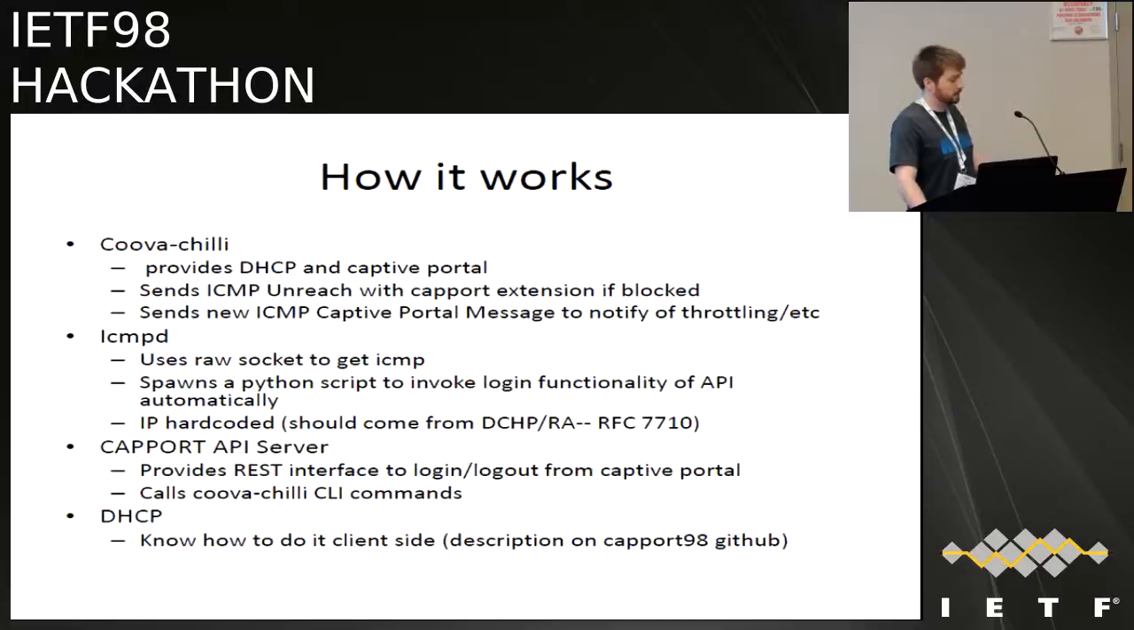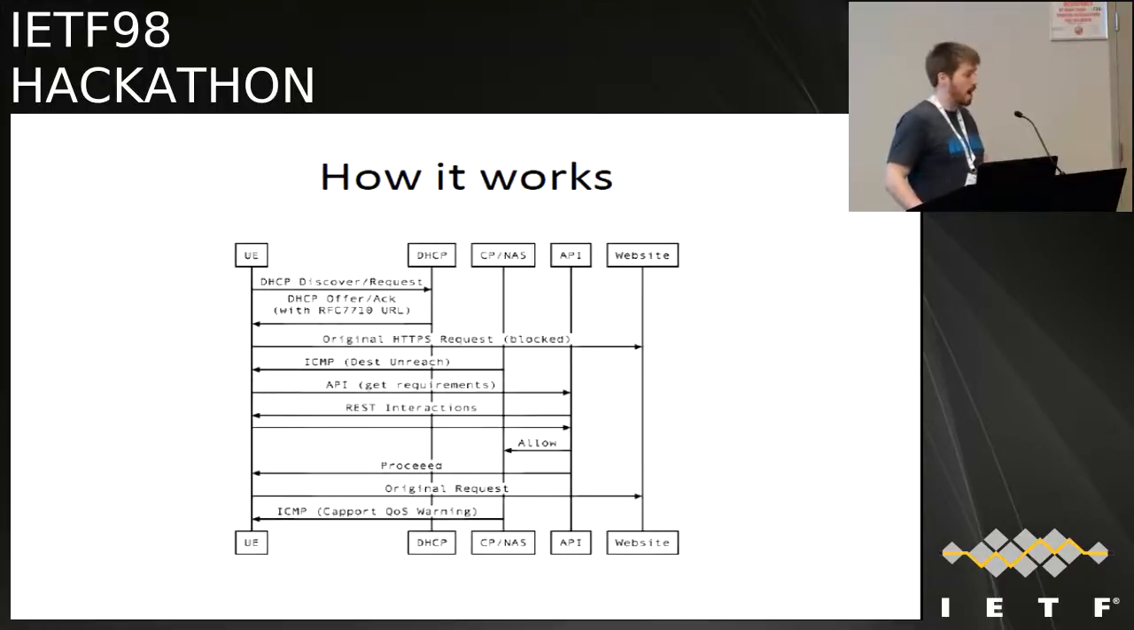The user device logs in to the network and gets a DHCP message. Ideally, that DHCP message will tell you the URI of an API server that the end user device can communicate with. You'll try to communicate out to the internet, maybe an HTTPS session.